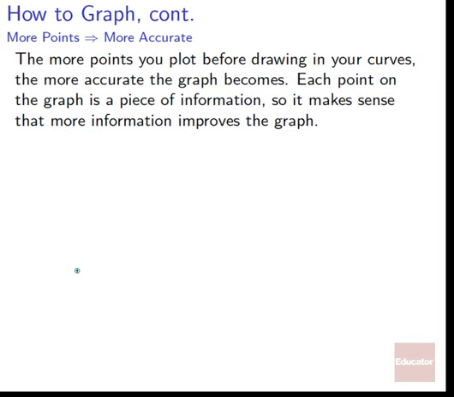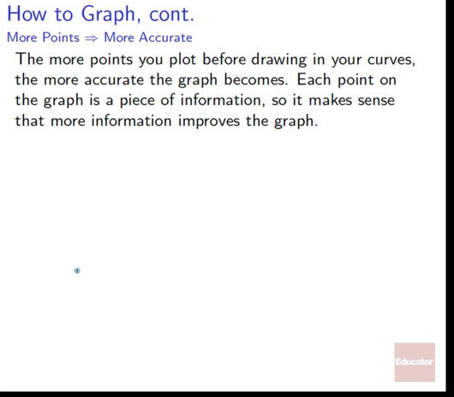Finally, the idea that more points make a more accurate graph. This is an important idea. The more points you plot before drawing in your curves, the more accurate the graph becomes. Each point on the graph is a piece of information. So it makes sense that the more information we use to make our graph, the more accurate the graph is going to become. If we use more information, it will improve our graph.